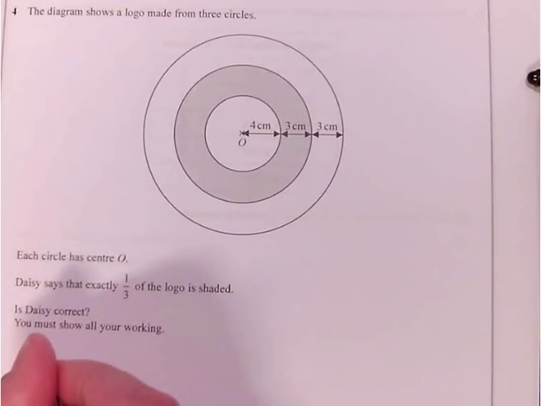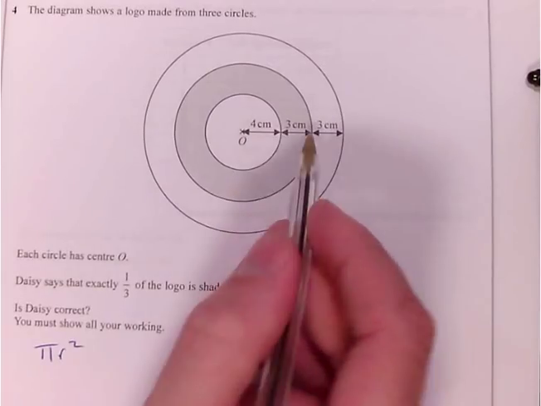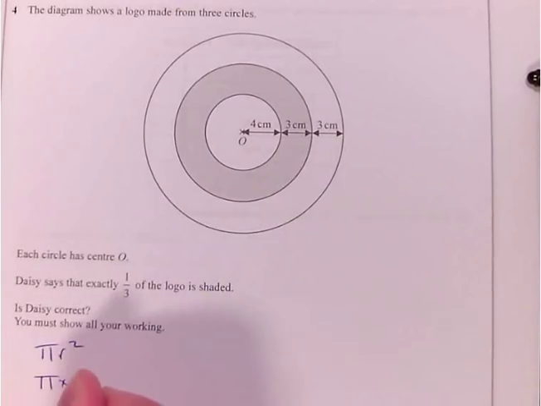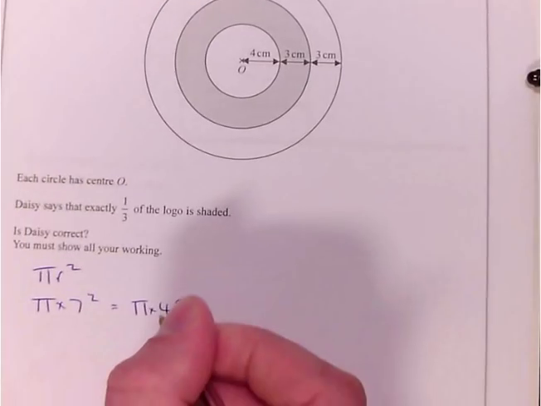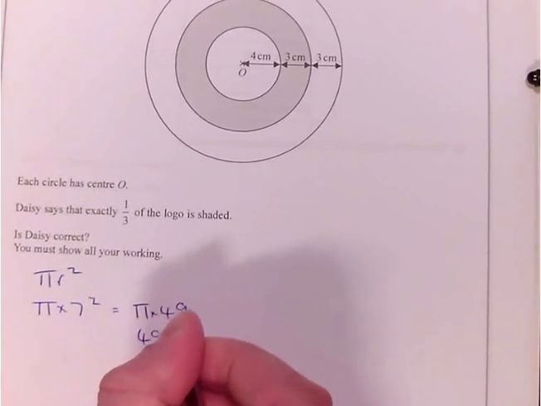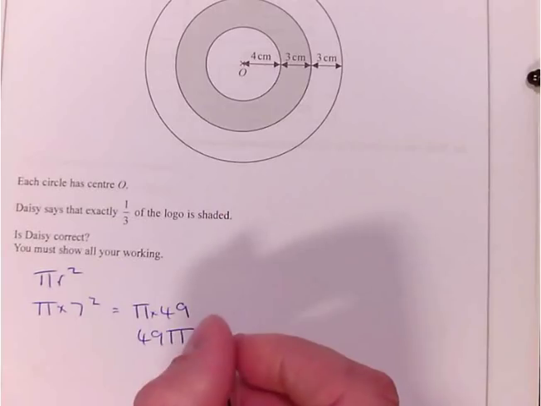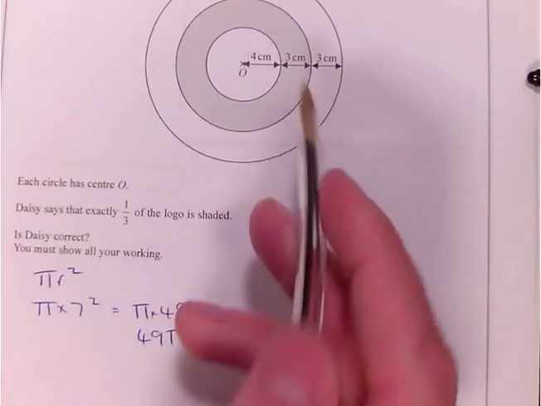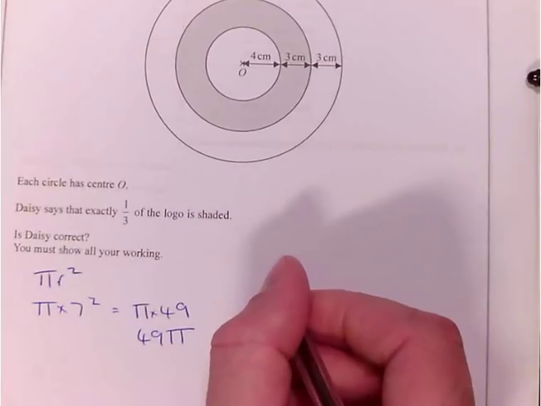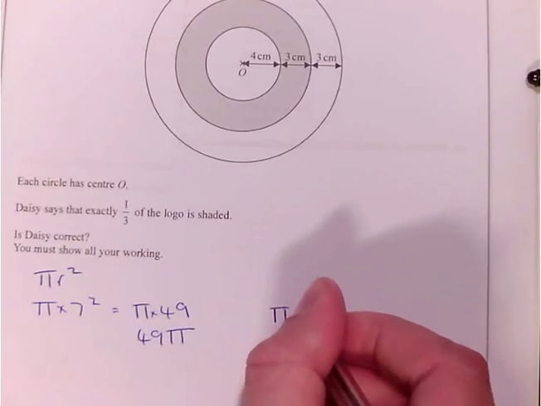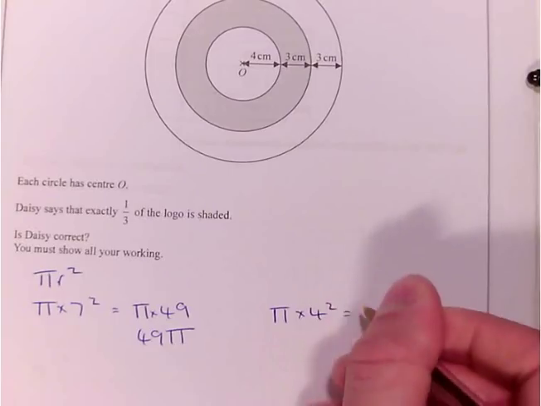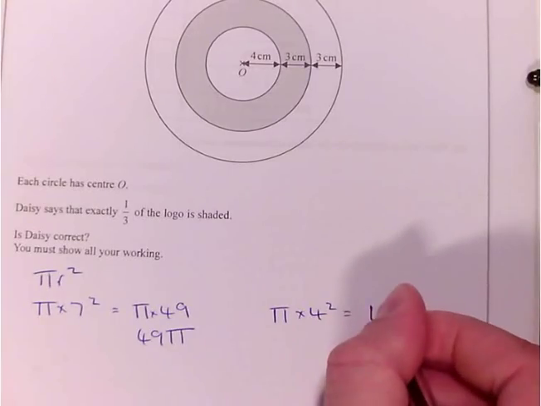Area of a circle is pi r squared. Pi times 7 squared would be pi times 49. Now we can write that as 49 pi. The other circles, we've got this one here. Let's put it over here. Pi times 4 squared equals, well, 4 squared is 16 times pi, 16 pi.